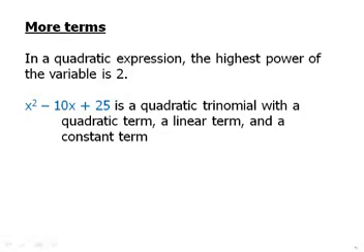X squared minus 10x plus 25 is a quadratic trinomial with a quadratic term, the x squared, a linear term, negative 10x, and a constant term. And so, for example, we could ask, what is the coefficient of the linear term? The coefficient of the linear term here is negative 10.